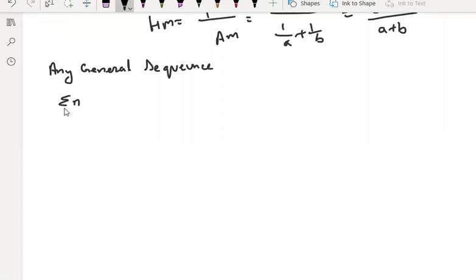What's the meaning of summation? Summation means sum. Right, everyone? So if I'm writing summation n is equal to 1 to 10, what's the meaning of this? The meaning of this is 1 plus 2 plus 3 plus 4 plus 5 plus 6 plus 7 plus 8 plus 9 plus 10. Right? Agree?